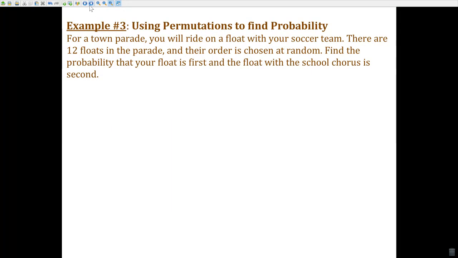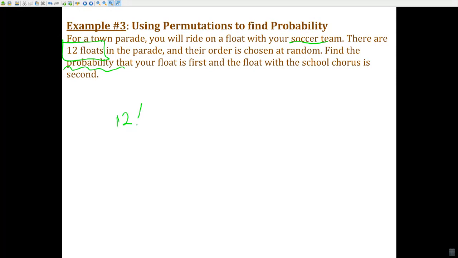Using permutations to find the probability. For a parade, you want to ride a float with your soccer team. There are 12 floats total in the parade. That's important. And their order is chosen at random. Find the probability that your float is first and the float with the second course is second. So you're finding probability, not the amount of possible outcomes, right?